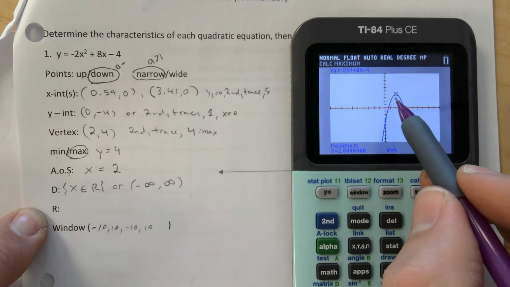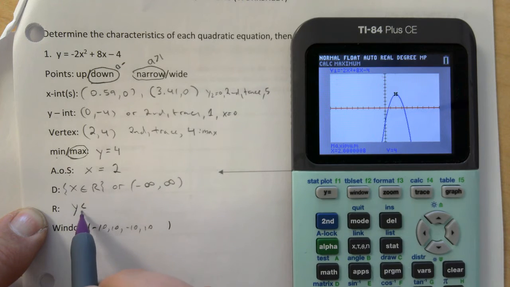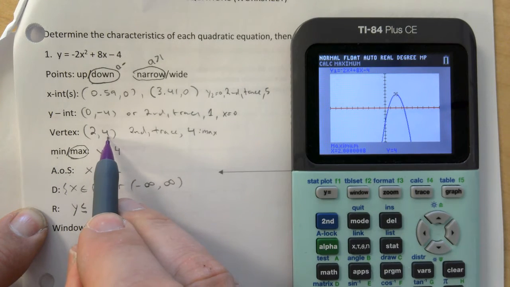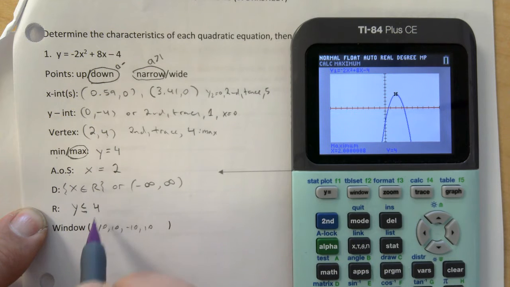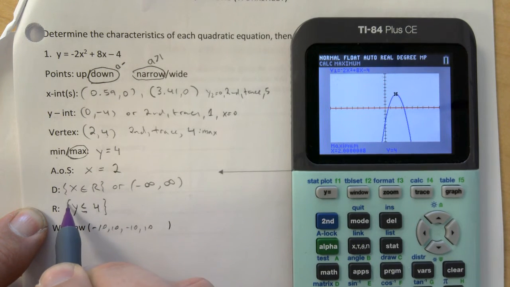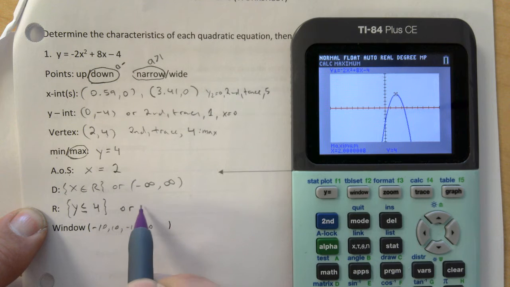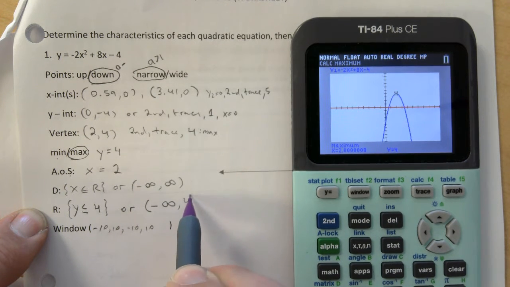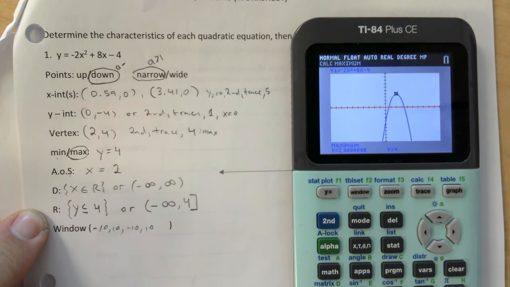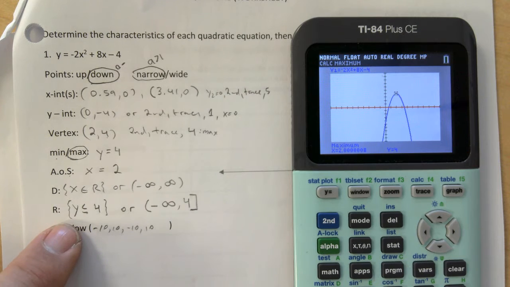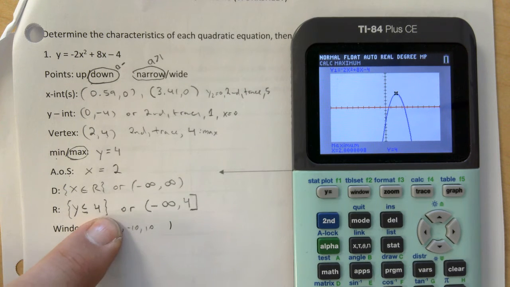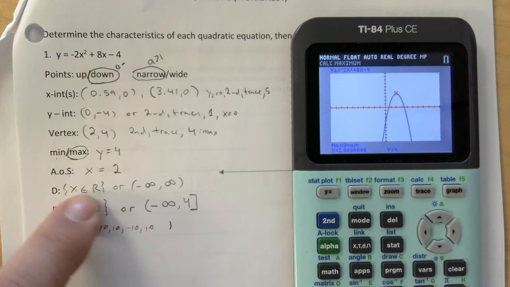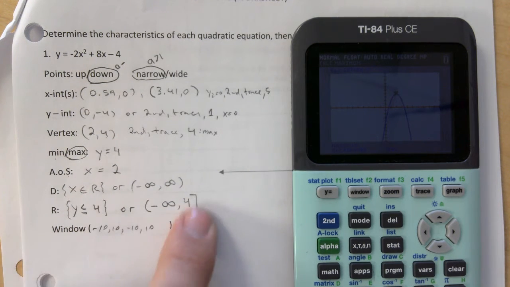Range, y is less than or equal to, and the vertex tells you that, right? The highest value, which is 4. Or you're coming from -infinity up to +4 included. Make sure you have your squiggly brackets, right? Squiggly brackets around the set notation, as well as interval notation.